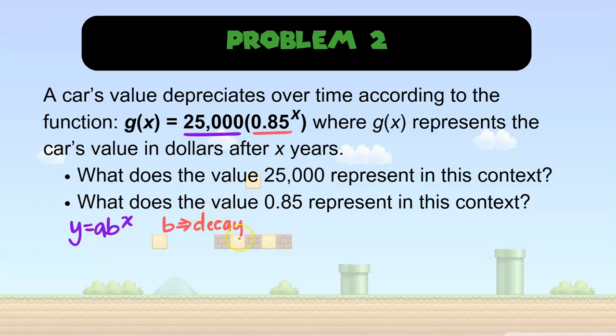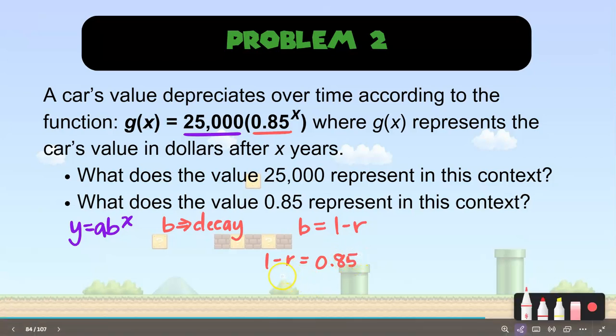Now we could take it a step further and actually determine what the rate of decay is. So we know with decay, b equals 1 minus r. If we set up an equation, 1 minus r equals 0.85, we could solve for the rate. We're going to subtract 1 from both sides, which gives us negative 0.15. Then we do the opposite, which basically means we're dividing both sides by negative 1.